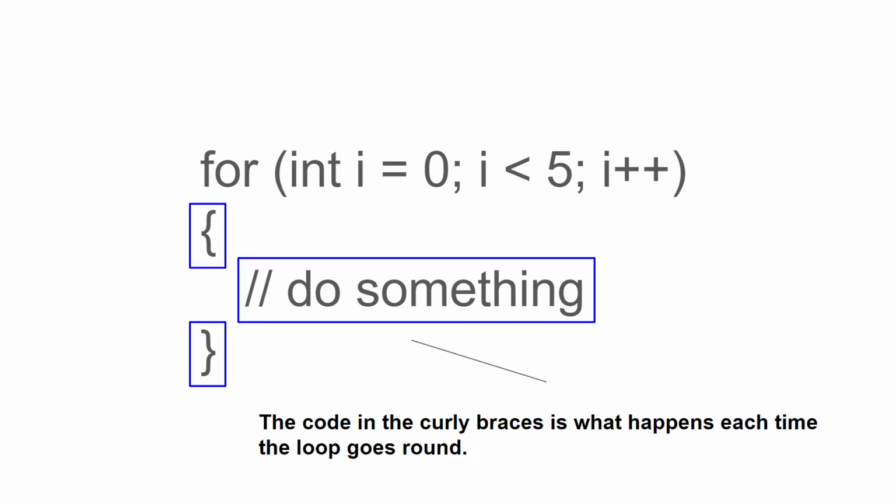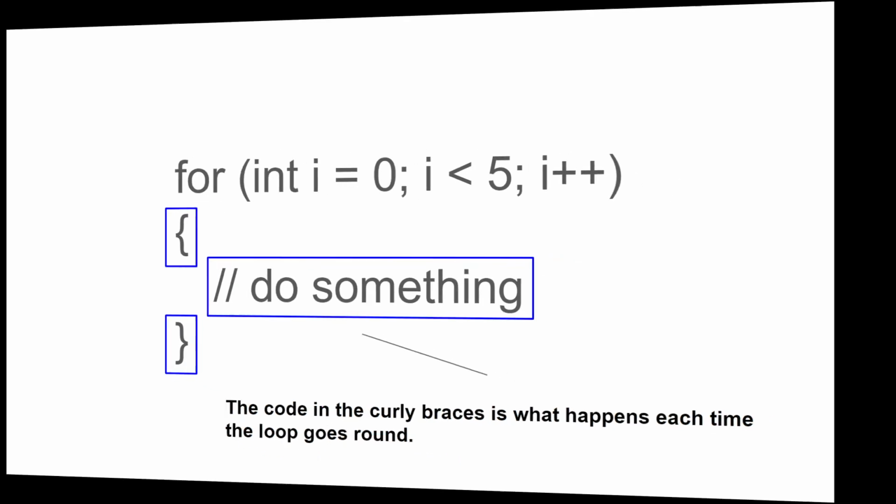And then finally, with the code in the curly brace, this is what happens each time the loop goes round. So you can do anything here, just any normal code that you'd normally do, but you can do it multiple times instead of just once.